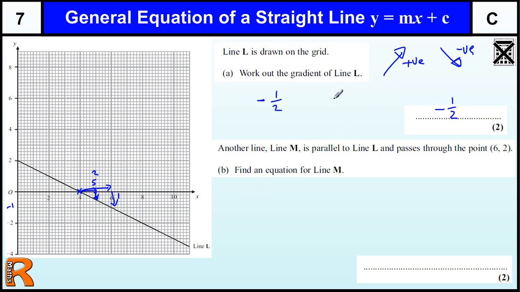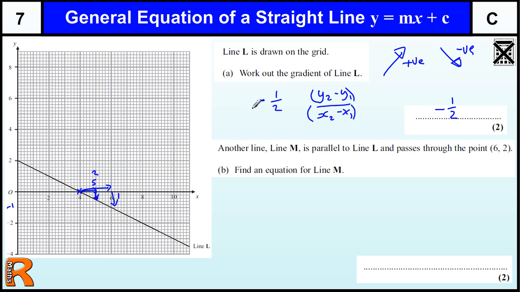Now you could go into things to do with coordinates like y2 minus y1 over x2 minus x1, all this sort of thing. But I prefer a much more intuitive thing to understand that gradients are about how far up or down you go for every 1 across.